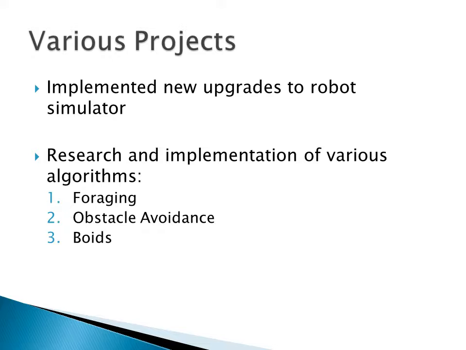We then moved on to actually working with the robot code by implementing several algorithms. The first was a foraging algorithm that had the robots spread out to find a simulated food source, pick up that food, and return it to their simulated nest.